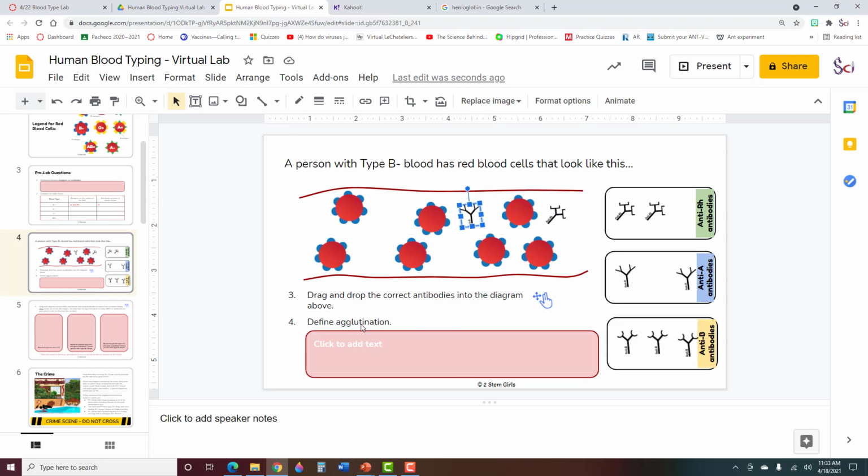And then agglutination is the clumping reaction that kills people. So when you do a blood typing test, let me pull one up.